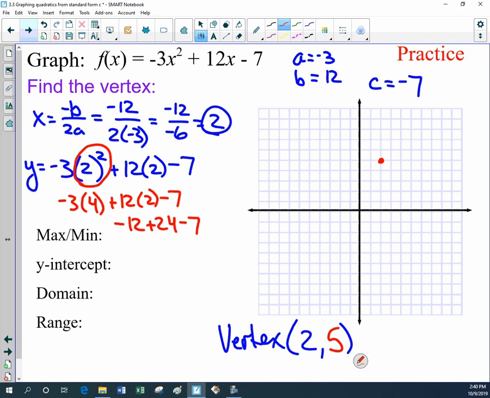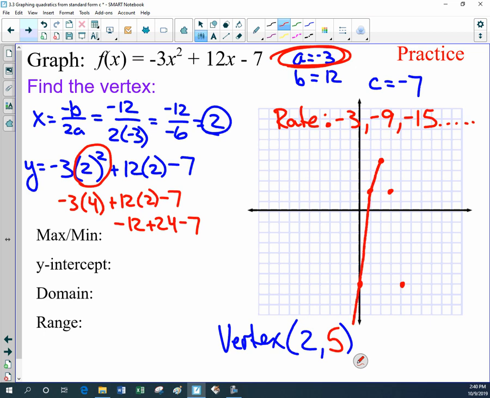The rate, so multiply a by 1, 3, 5, 7. So we get negative 3, negative 9, negative 15, and so on. So from our vertex, we're going to go down 3 over 1. Then we would go down 1, 2, 3, 4, 5, 6, 7, 8, 9 over 1. Okay, here's our graph.